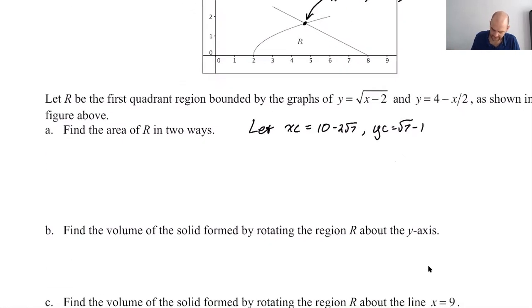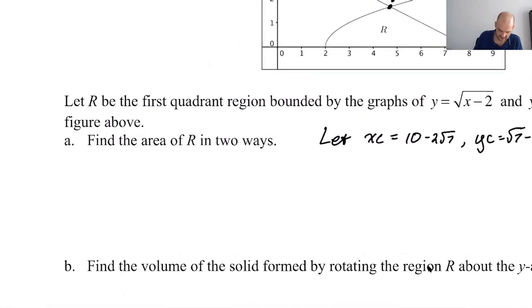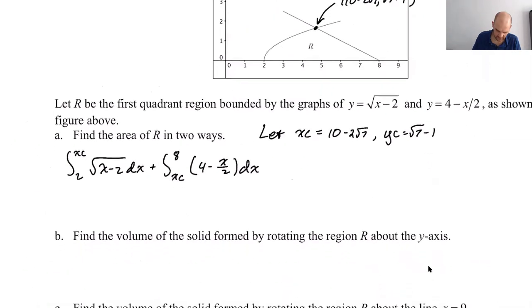All right, so to find this area with respect to x, I'm going to split it here at xc and do this radical thing from 2 to xc, and then the line from xc to 8, which is actually just a triangle, but still. So let's do the integral from 2 to xc of the square root of x minus 2 plus the integral from xc to 8 of 4 minus x over 2 dx. That should get the area one way.